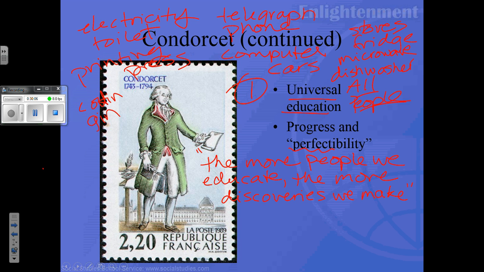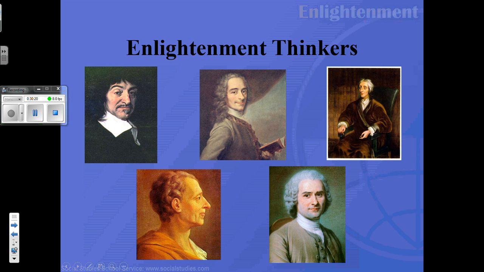Yeah, that's what he means by perfection. Your inventions make life more perfect. And it's true, isn't it? Yeah, they make our life better. So that's what Condorcet was talking about. Your inventions make life better. Good. All right. Now, they're kind of just showing you a bunch of other Enlightenment thinkers.